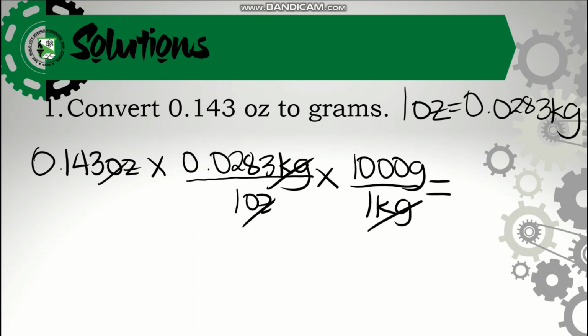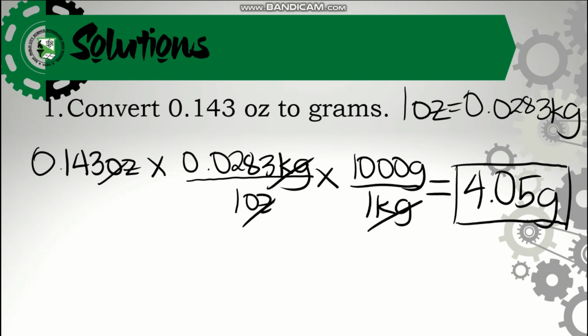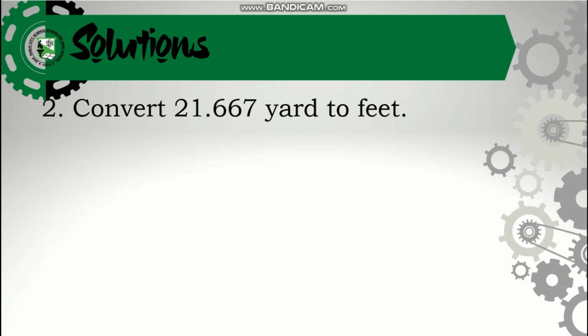Multiply again by 1,000 gram over 1 kg. Then, we're going to cancel all the units so that what remains is our goal, which is the grams. So, the overall answer here is 4.05 gram. Just take note that it is better to go straight to the calculator with the conversion. Let's say this is our solution, it's better to do the multiplication directly so that you don't round off the exact conversion. Okay.